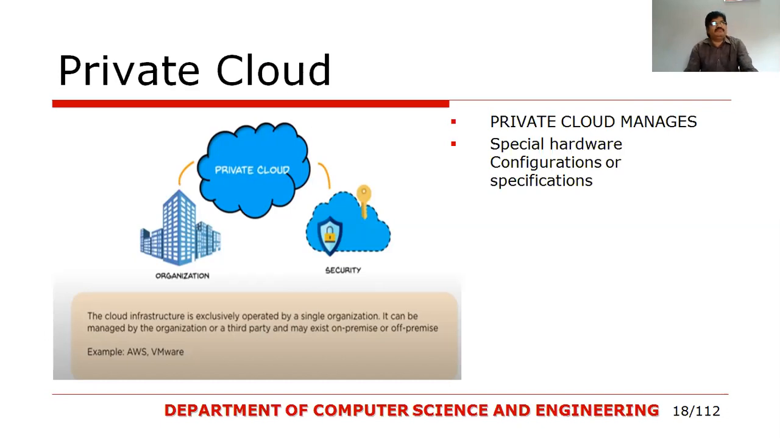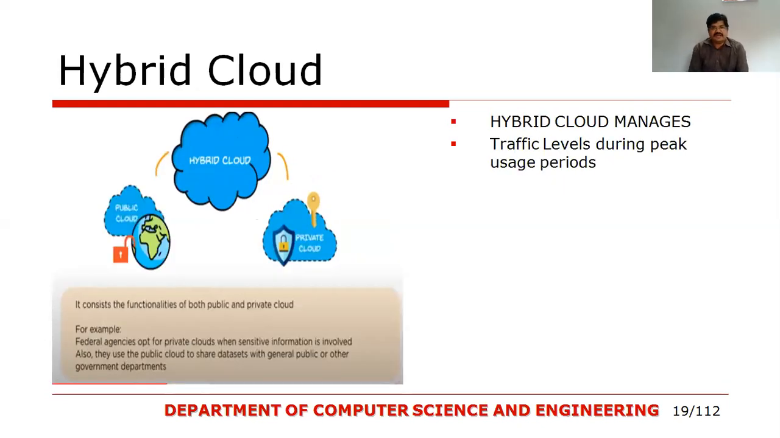Next one is VMware. VMware is offered by Dell, a familiar software company that offers VMware cloud services in the market for private cloud services. Next, we move to another cloud, the hybrid cloud. As I said, a hybrid cloud is a combination of both private cloud and public cloud. Hybrid clouds are rarely used nowadays. Hybrid clouds manage traffic levels during peak usage periods. Sometimes the servers are running with a huge amount of data, and sometimes the servers are idle. In the peak stage, instead of maintaining a public cloud, we can go for maintaining a hybrid cloud.